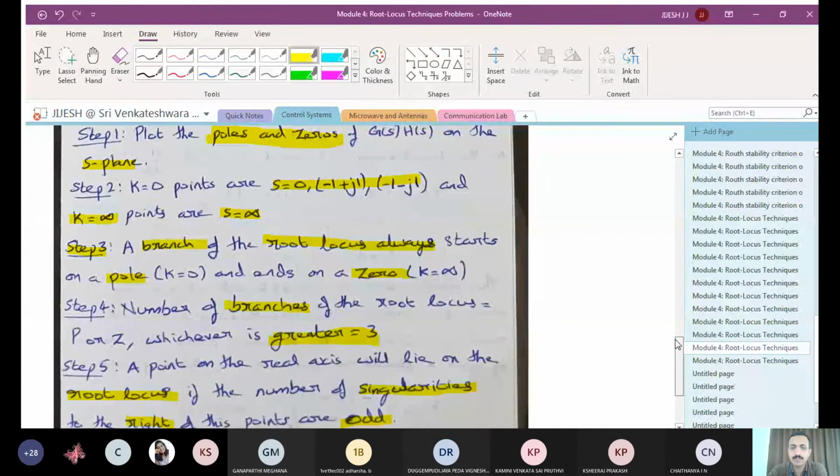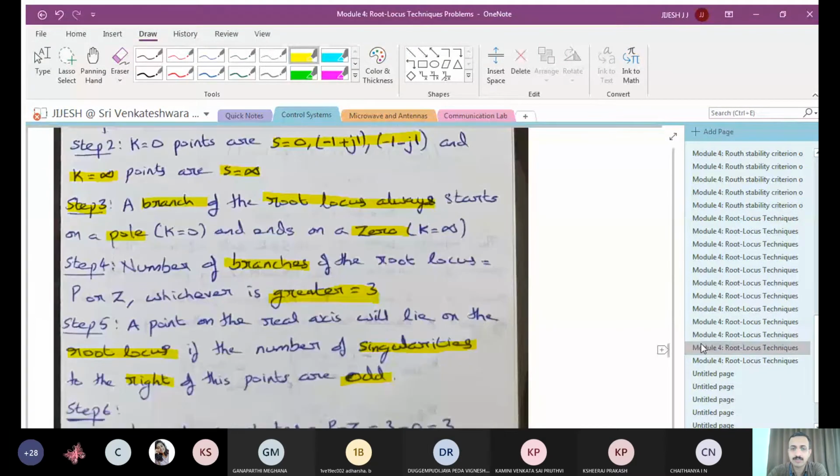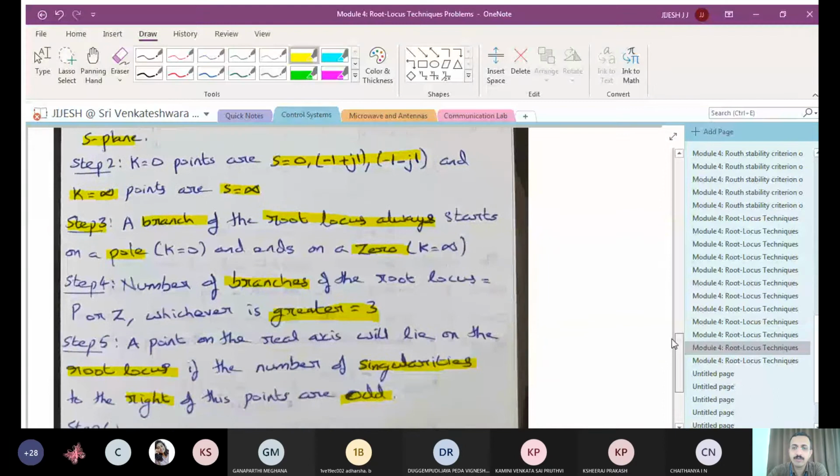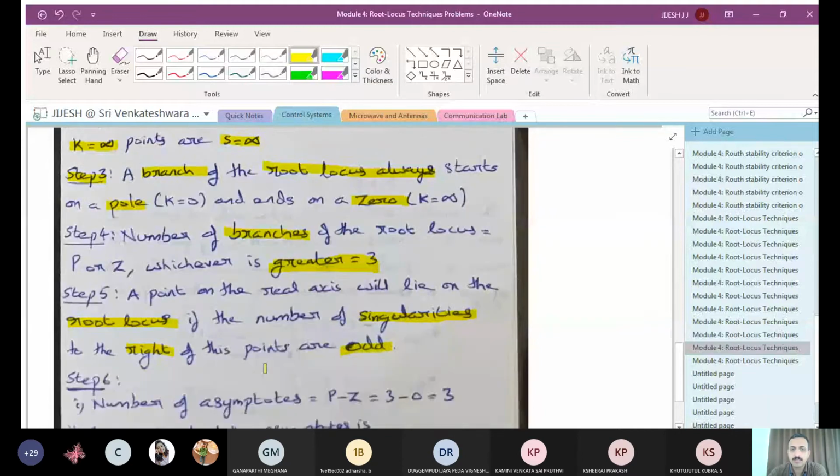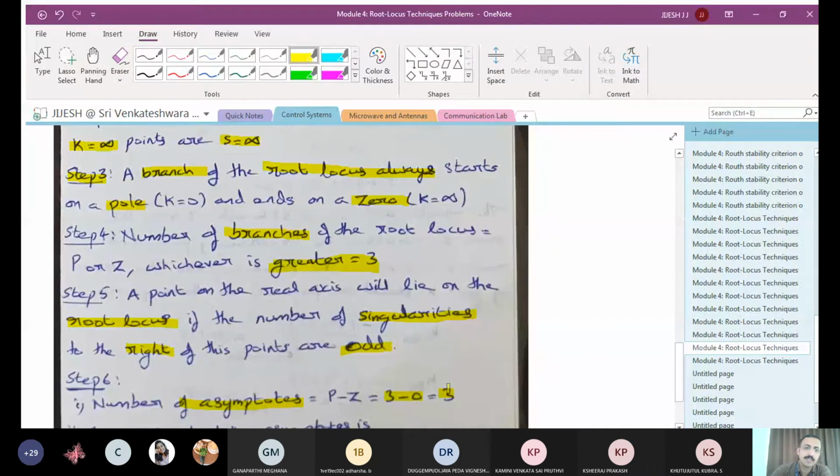So step 6 is we have to find the asymptotes. How many asymptotes are available here? It is number of poles minus number of zeros, p minus z. 3, sir. 3 asymptotes. So you can write that the number of asymptotes is equal to poles minus zeros, 3 minus 0, that is 3. Now let me ask you to find the centroid. Where is the centroid placed? You can complete it and just let me know.